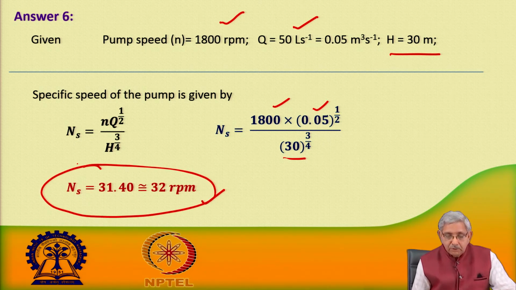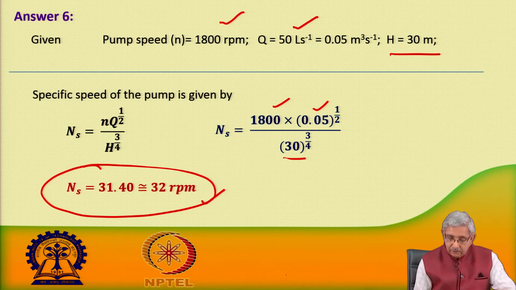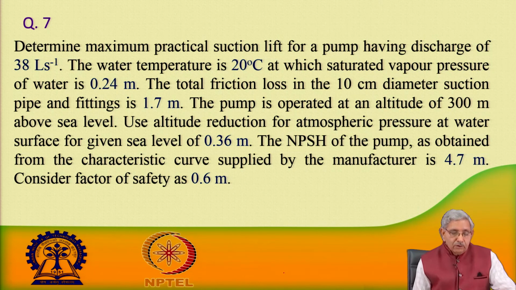A pump is given one speed, but the specific speed of the pump is a specific value which will depend upon the speed of the pump, the discharge of the pump, and the operating head of the pump. So, this is an important index which is used when we are selecting a pump. Now, question 7 also relates to a pump.